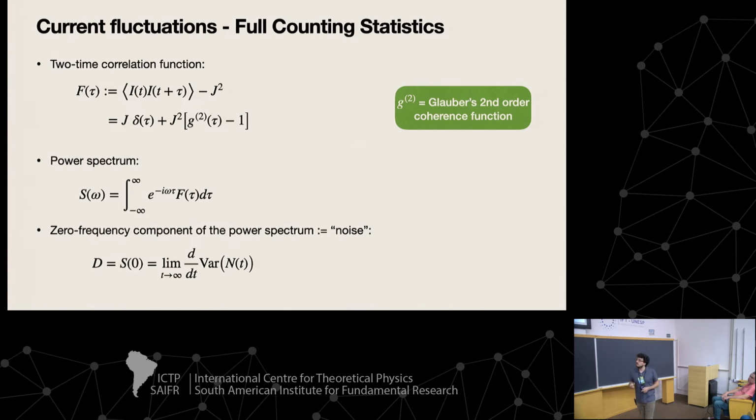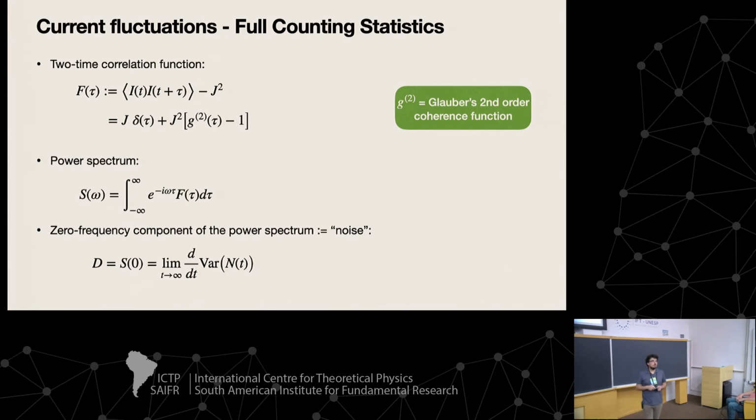Just to be a bit simpler, I'm going to focus on S of 0, the zero frequency component of the power spectrum. It's nice that one can also show that the zero frequency component is actually d/dt of the variance of the total number of clicks that you get. This is a result from full counting statistics.